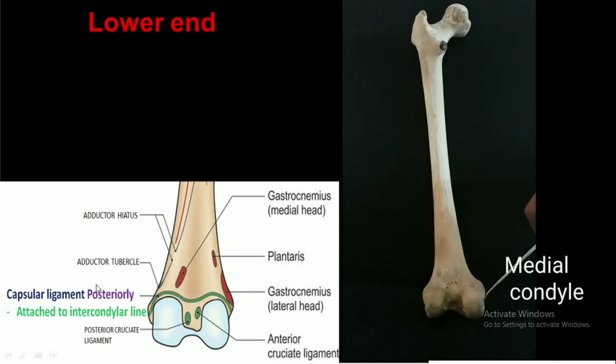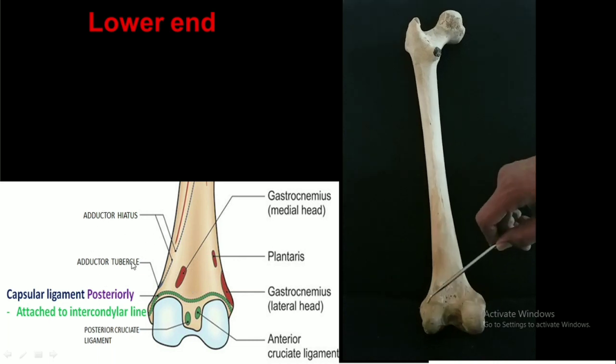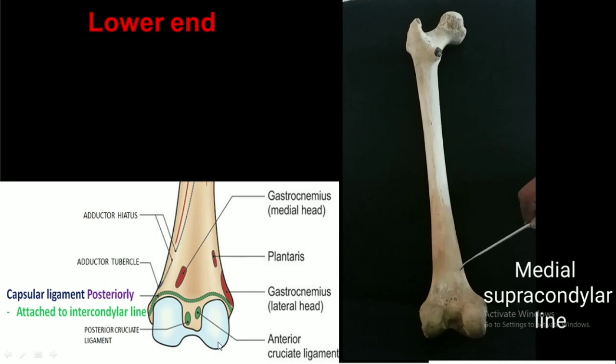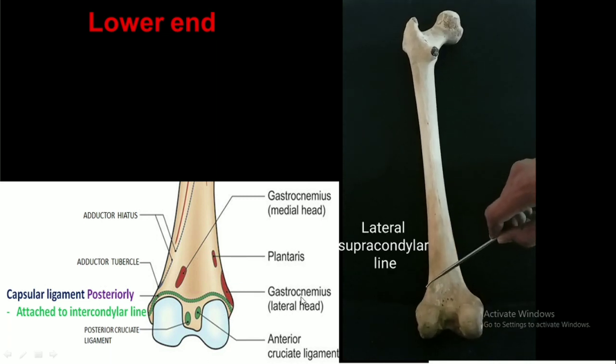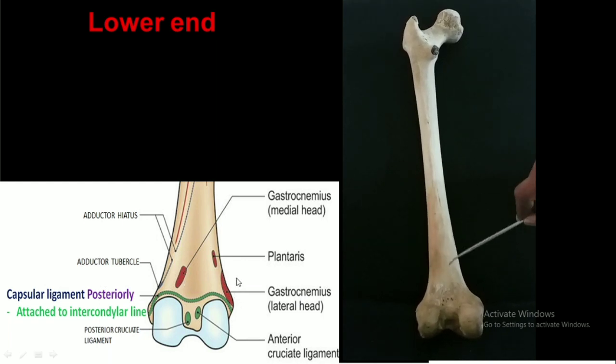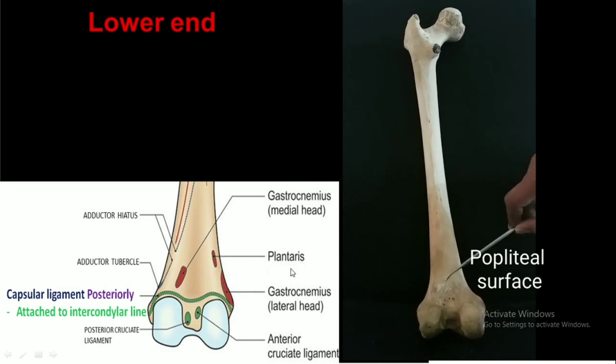So now we will see what the attachments are. Okay, here this is medial and this is lateral. Okay, this is the lateral side. The lateral head of gastrocnemius. This is the medial head of gastrocnemius. On the lateral side above the gastrocnemius there is one muscle that is called plantaris muscle.